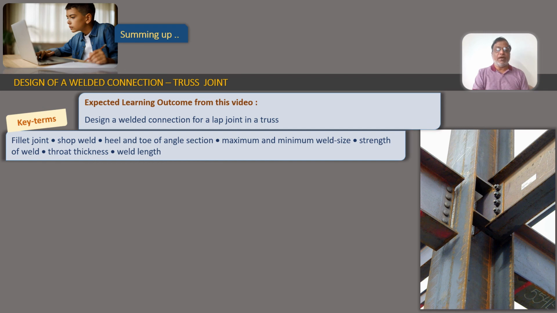So friends, we have come to the end of the lecture. Let us sum up. We were solving the design of a welded connection, which was a lap joint in a truss member. The expected learning outcome from this video was the design of a welded connection for a lap joint in a truss. We were using the keywords fillet joint, shop weld, heel and toe of angle section, maximum and minimum weld size, strength of weld, throat thickness, weld length. I hope you have understood the problem and you will be able to make use of the key terms to consolidate the content of the video.